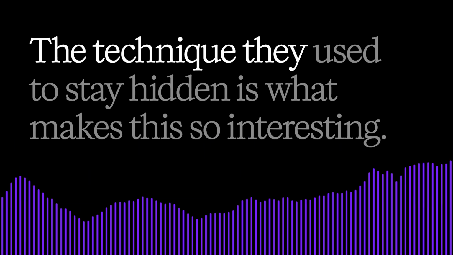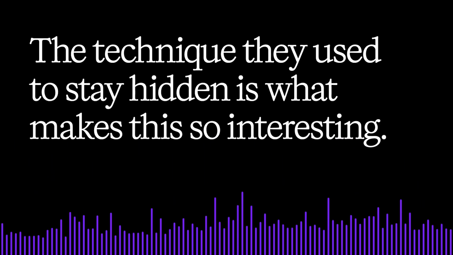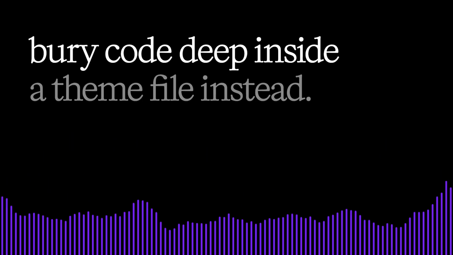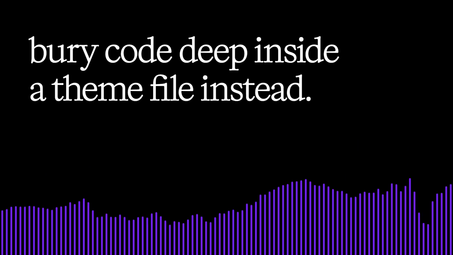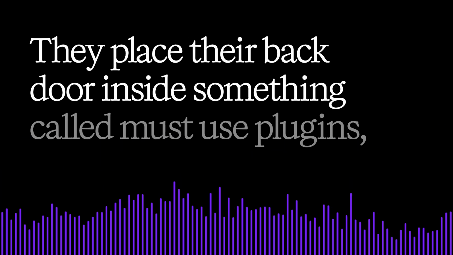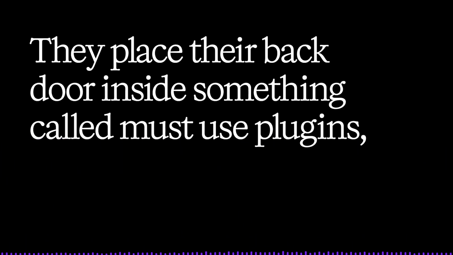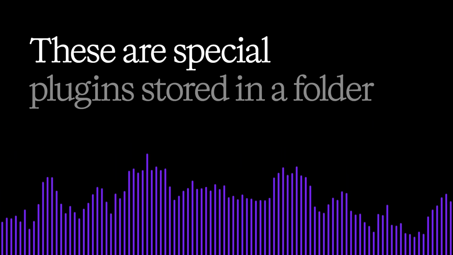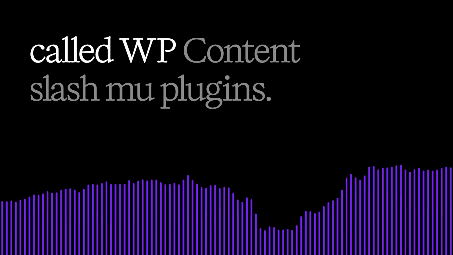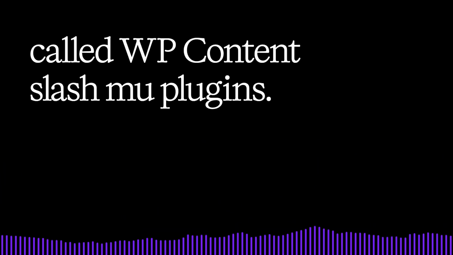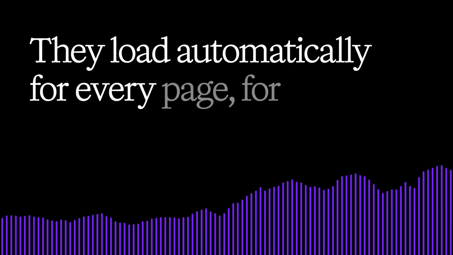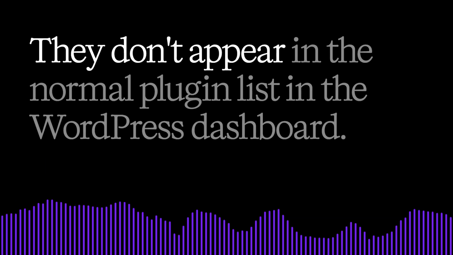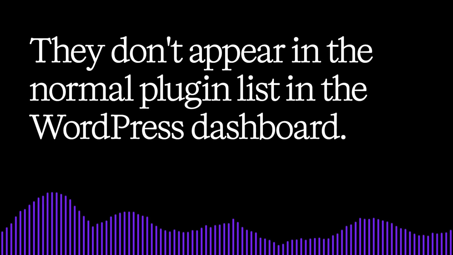From there, the technique they used to stay hidden is what makes this so interesting. They didn't hide in the database alone or bury code deep inside a theme file. Instead, they placed their backdoor inside something called must-use plugins, often shortened to MU plugins. In WordPress, these are special plugins stored in a folder called wp-content/mu-plugins. They load automatically for every page, for every visitor, without needing to be turned on. They don't appear in the normal plugin list in the WordPress dashboard.